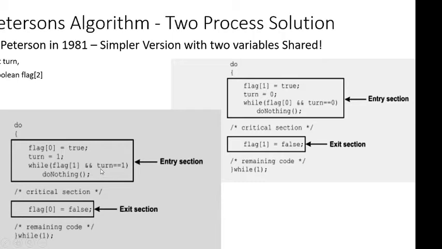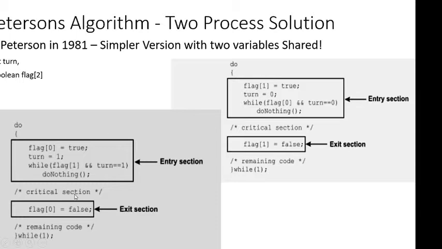So the while loop is false, and it does not go inside the loop. P0 enters his critical section, then he makes his flag false. Means after he finishes his critical section, he makes his own flag false, showing that he is not in his critical section, and he goes into his remaining code. Same thing: if both of them want to enter the critical section at the same time, who decides? The turn decides. If it is turn 0, then P0 will go inside, and he will make his flag false. Otherwise, vice versa.